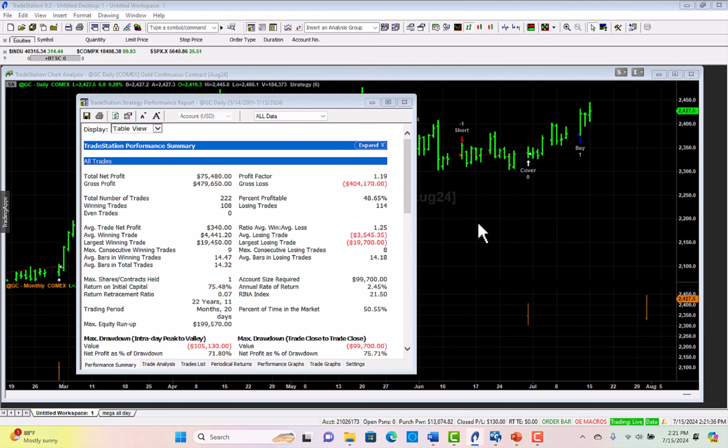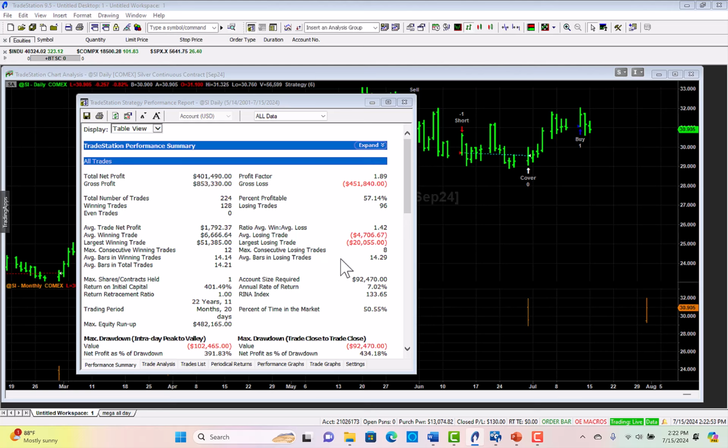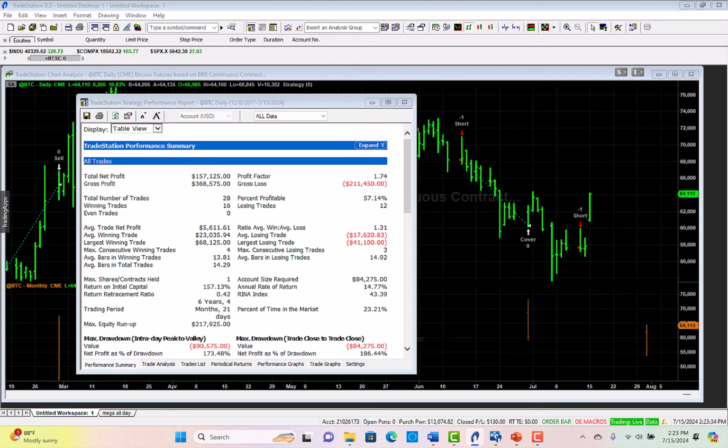Gold. Look at silver. If it weren't for this nearly $100,000 drawdown, I'd be tempted to trade it. And Bitcoin. So you get the idea. Definite bias. Same system. All the windows we've looked at.